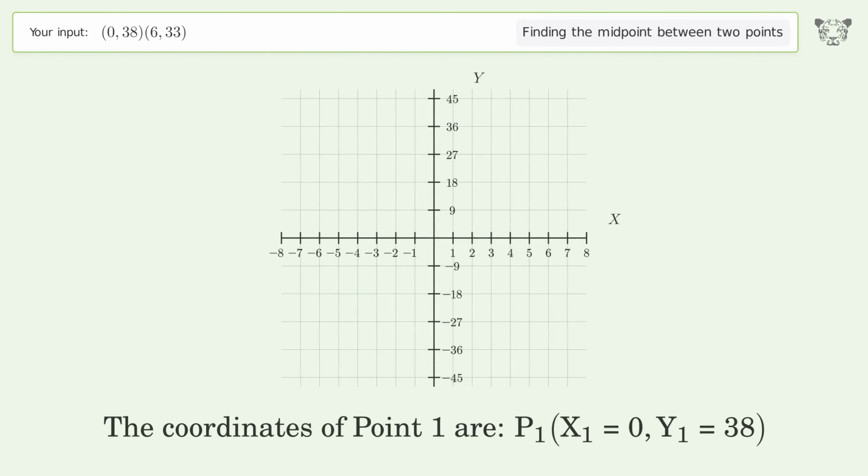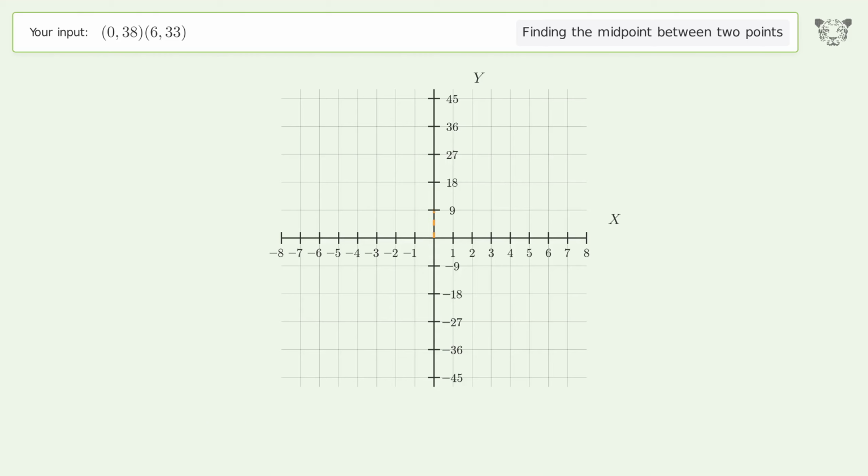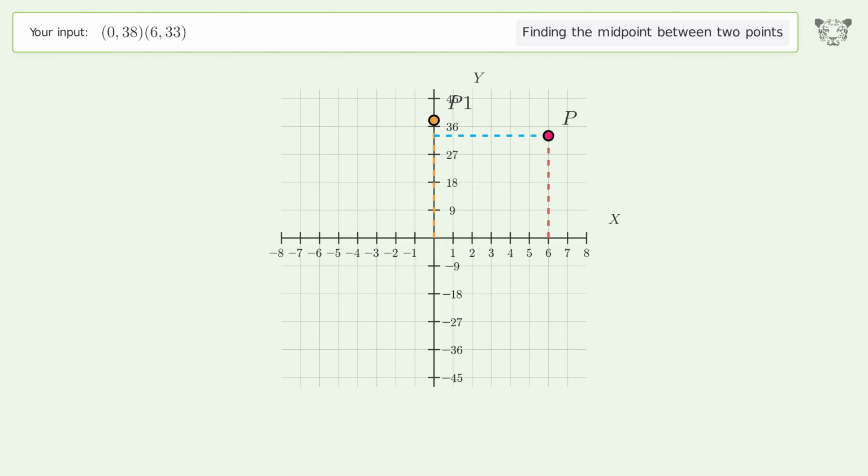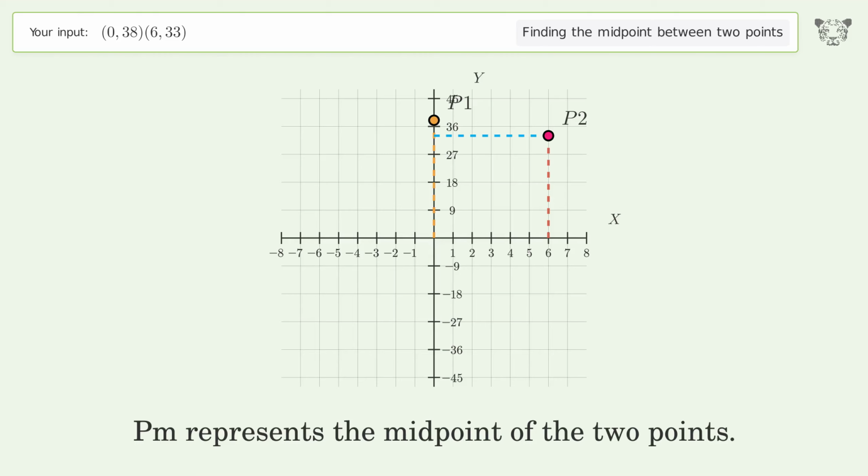The coordinates of point 1 are x1 equals 0, y1 equals 38. The coordinates of point 2 are x2 equals 6, y2 equals 33. PM represents the midpoint of the 2 points.